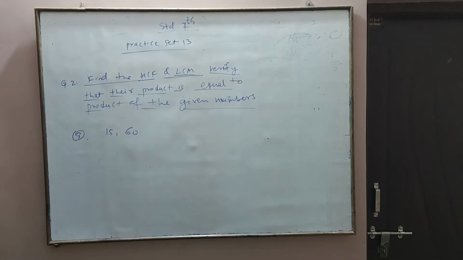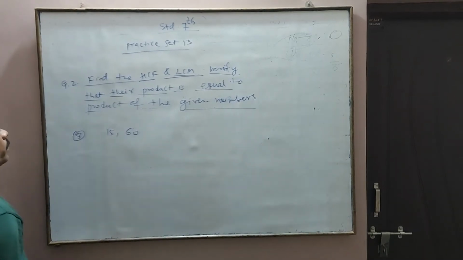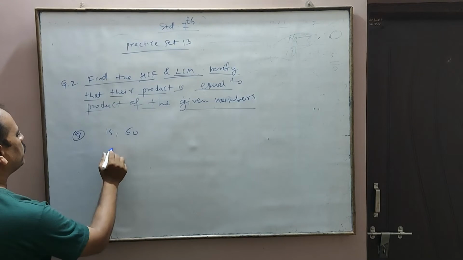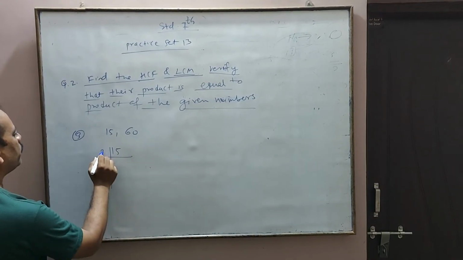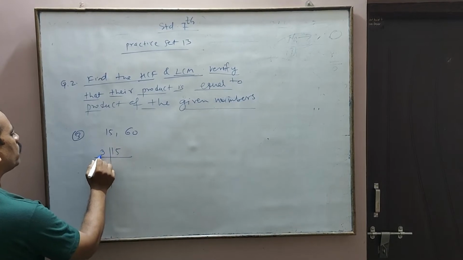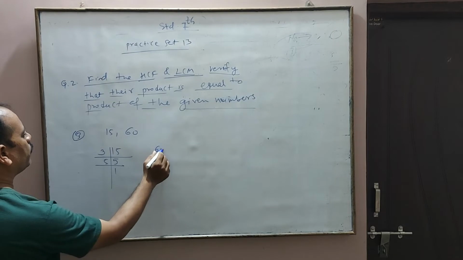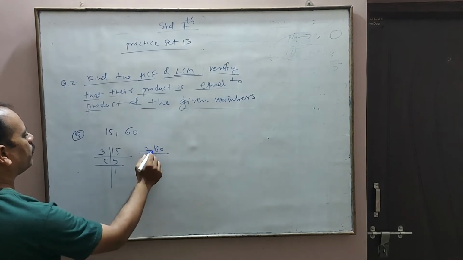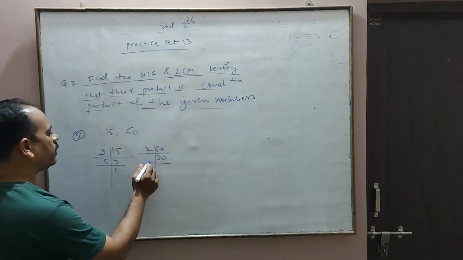Now we see next one more example. 15 and 60. Factors of 15 first we find. This is not divisible by 2, so I divide by 3. 3 5s are 15, 5 1s are 5. You know how to find the factors, so I am directly writing the factors.